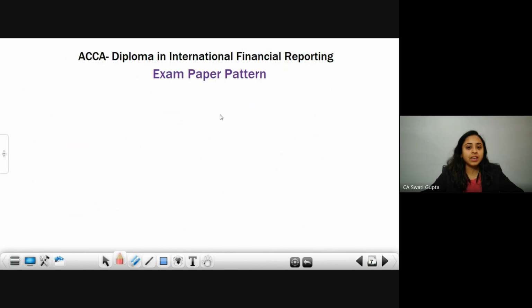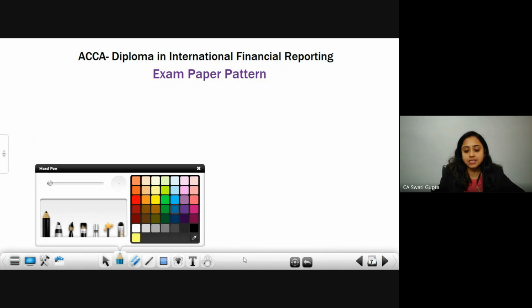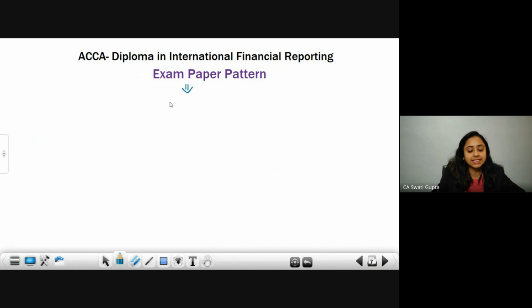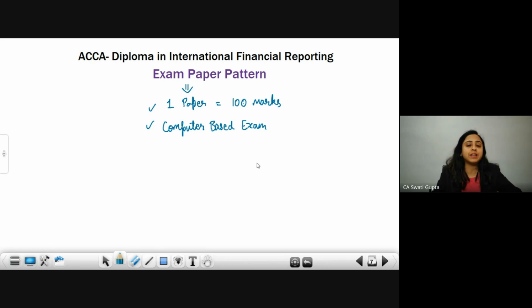ACCA diploma. This is just one single exam, which is of 100 marks. Single exam, one paper. It is entirely a computer based exam, an online exam, online via internet. Now there are two options in this.